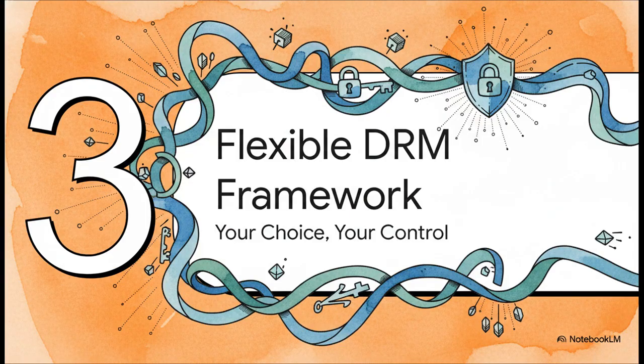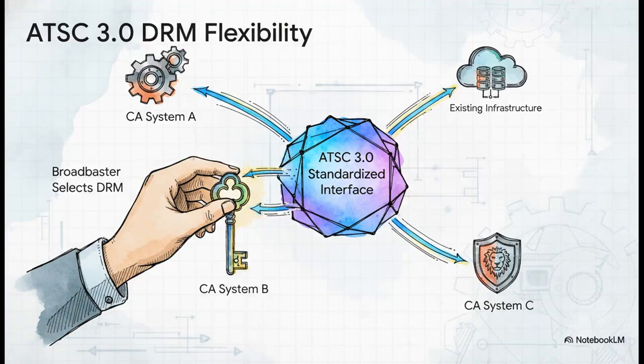But here's where it gets really smart. ATSC 3.0 doesn't force a single, rigid, one-size-fits-all security system on everyone. Nope. The entire framework is built around two key ideas: flexibility and choice. See, the standard was designed from the ground up to support a whole bunch of different security systems. You can almost think of it like a universal adapter plug. It uses a standardized interface, which means a broadcaster can pick and choose the exact DRM partner that fits their business model, hooks into the tools they already use, and works on the devices their audience actually has.